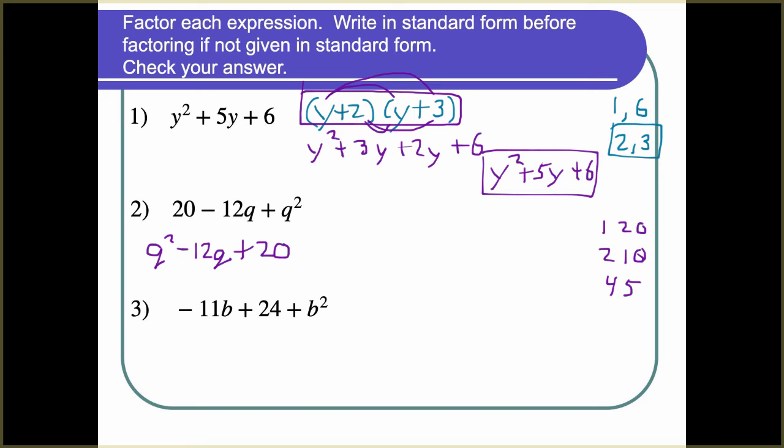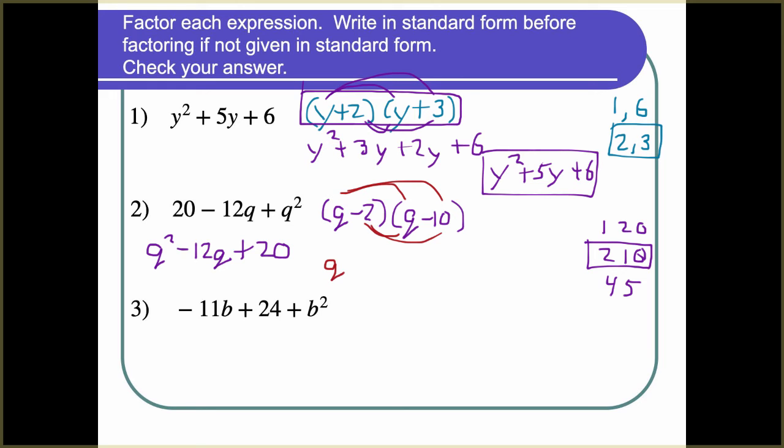So what two numbers will add up to negative 12? It'll be negative 2 and negative 10. So our factors are q minus 2 and q minus 10. We're going to check it to make sure it works. So we're going to FOIL or distribute between the two, multiply them back together.